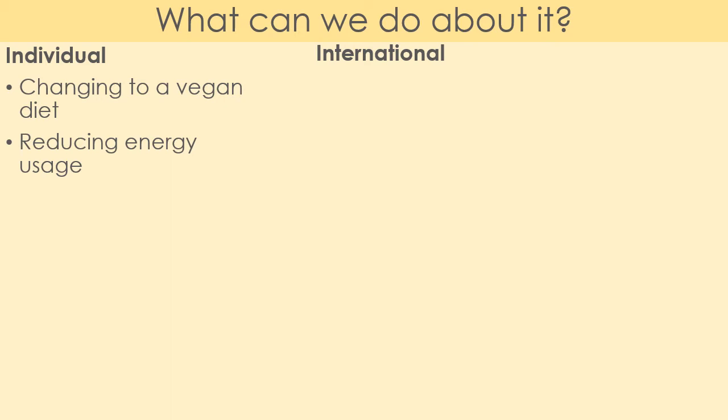We can reduce our energy usage. So making sure our lights are turned off, making sure we're not using so much heating, that will reduce our carbon footprint. We can increase our use of public transport. So if we're not driving in many places, if you get a bus or a train, that will massively reduce your carbon footprint. Now, internationally, this is where actually we can see a lot of big changes happening, especially if whole countries are able to do it.